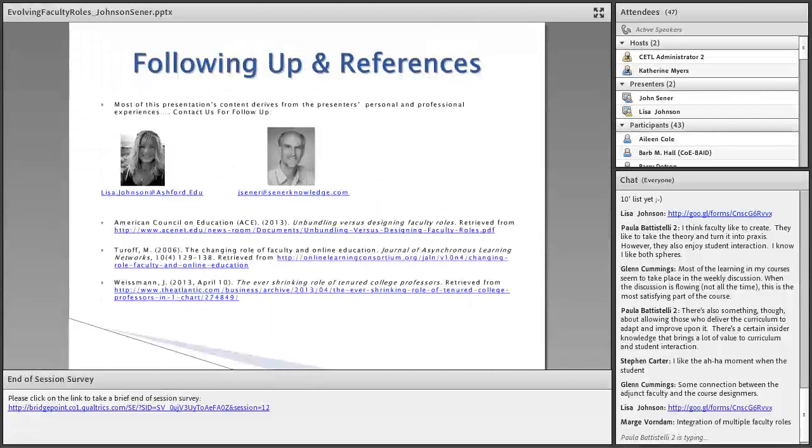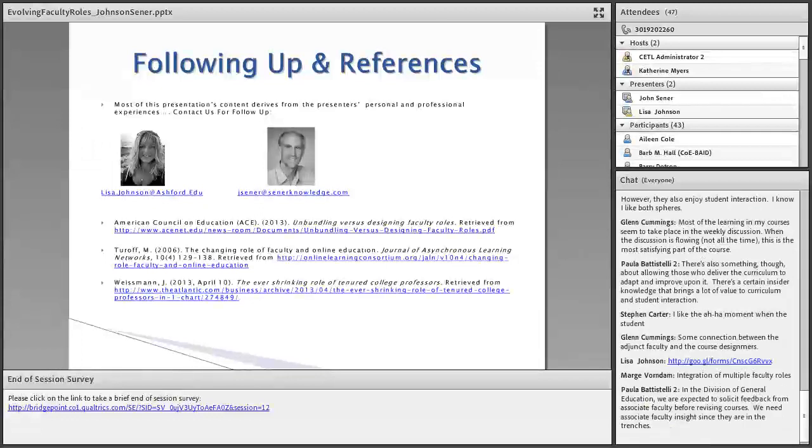So while we have a couple more moments, I'm noticing Paula's comments about faculty. I like her comment about how she thinks faculty like to create and also enjoy student interaction, but also sees the importance of allowing those who deliver the curriculum to adapt and improve upon it. Would you like to comment more about that, Lisa?